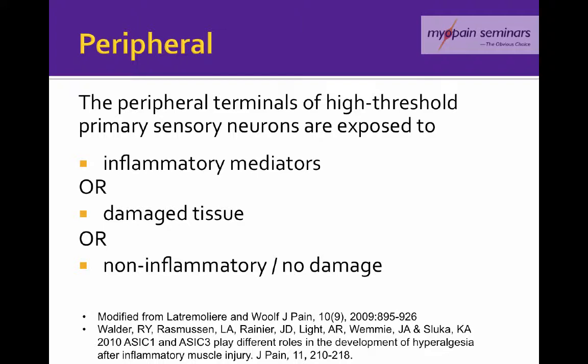For some of the opponents of the myofascial pain construct, this is a concept that is not acceptable. And people believe that you cannot look at muscle that is not damaged and still talk about trigger points being sources of nociceptive peripheral input.